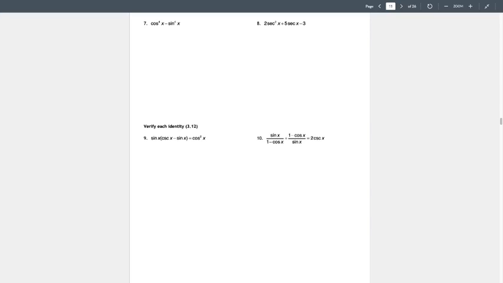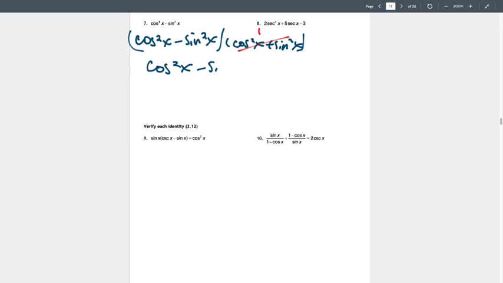All right, on 7, about all we can do here is that's a difference of squares, and that'll factor to be cosine squared x minus sine squared x times cosine squared x plus sine squared x. Well, the one on the right is just 1, so you're just left with cosine squared x minus sine squared x. Sometimes you'll have verifying problems which make you go even further from there, but for our purposes, that's far enough.